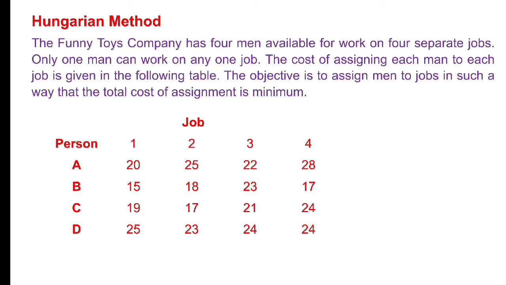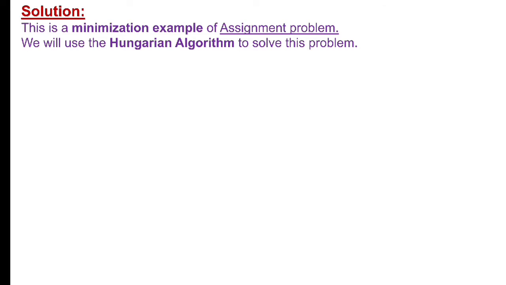In this given problem we need to make an assignment with the minimum cost. Person A going to job 1, the cost is 20. Person A going to job 2, 25. Person A going to job 3, 22. Like that, each one will be allocated. It looks similar to the transportation problem, but there are special cases. This is a minimization example of an assignment problem. We will use the Hungarian method to solve this problem.